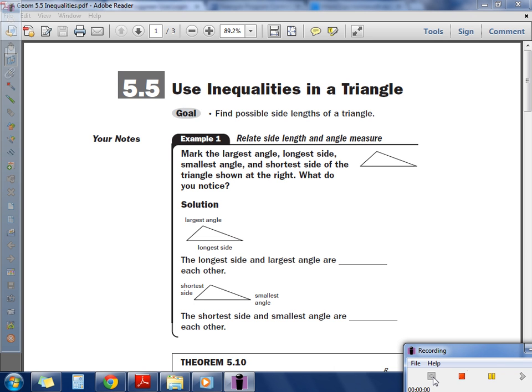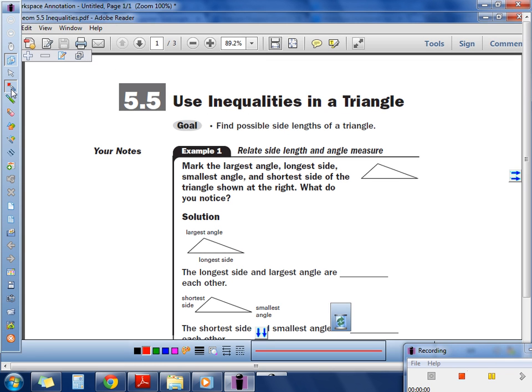So today's lesson on 5.5 is about finding possible side lengths of a triangle. On this one, they start off very, very simple. And we're just talking about longest sides, biggest angles, and that kind of thing. So this one, it just says mark the largest angle and longest side. Then the smallest angle and shortest side. These are actually really simple.